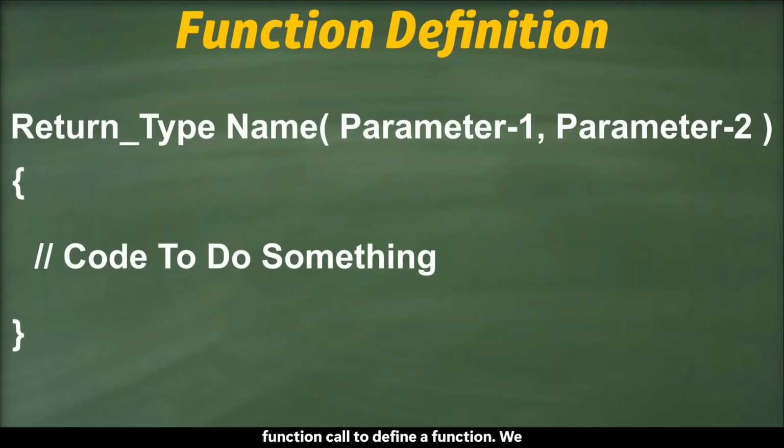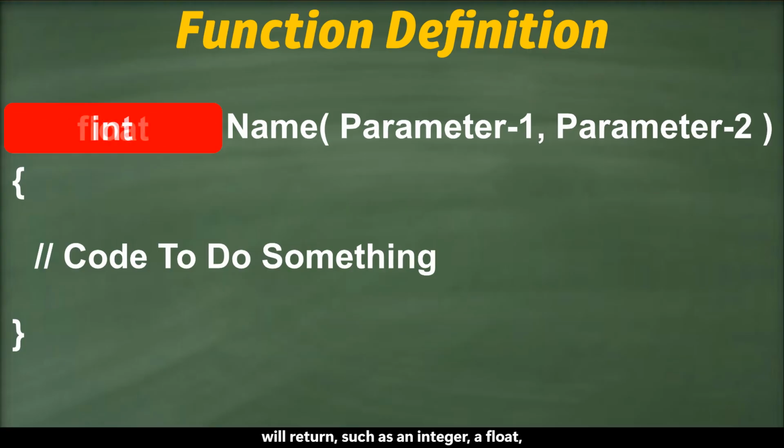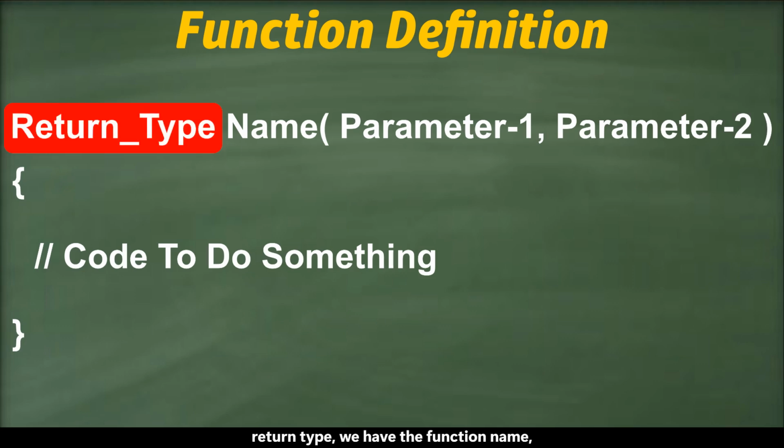To define a function, we start with the return type, which specifies the type of data the function will return, such as an integer, a float, a character, etc. If the function doesn't return any value, we use the void keyword as the return type. After the return type, we have the function name, which could be anything you like to name the function.